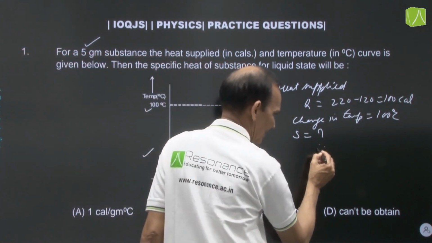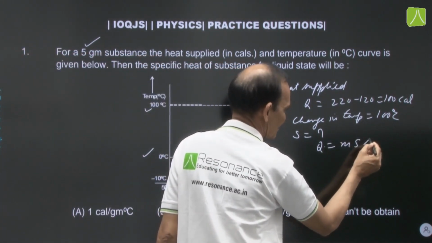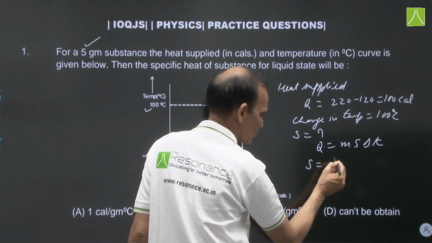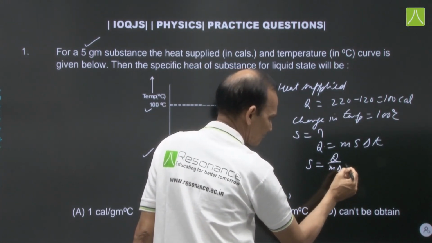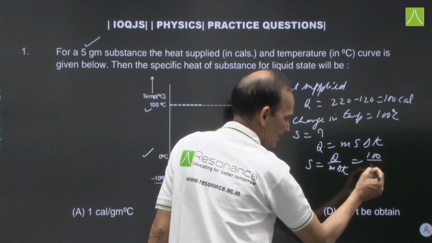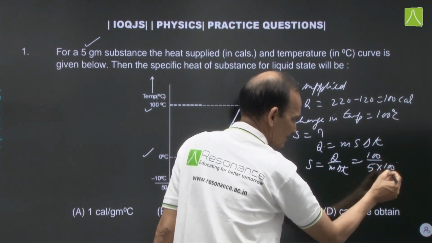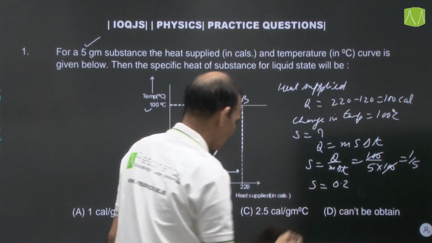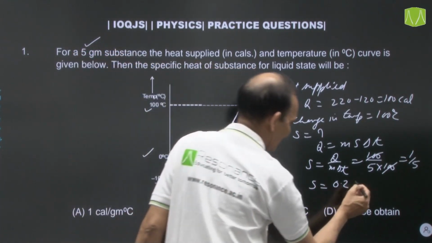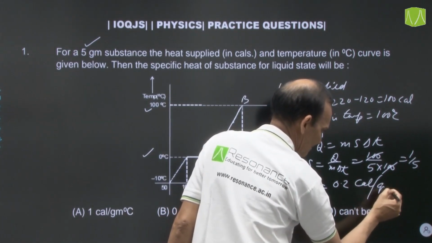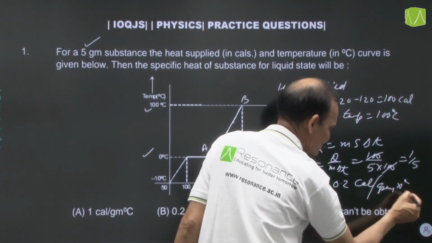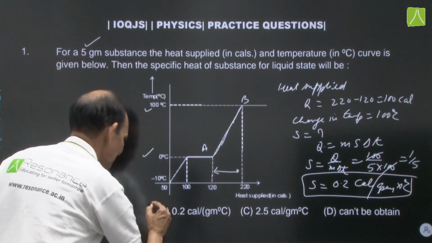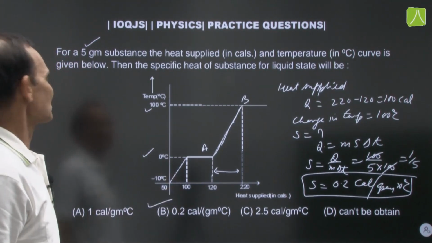So we can easily find Q is m S delta T. Delta T means change in temperature. So S will be equal to Q upon m delta T. Q is 100 divided by 5 gram into 100, that is 1 by 5. We can say S will be equal to 0.2 calorie per gram per degree Celsius, because mass is taken in gram. So it is the answer. The correct option is B. It is the solution of question number 1.